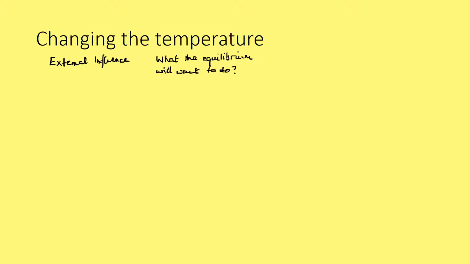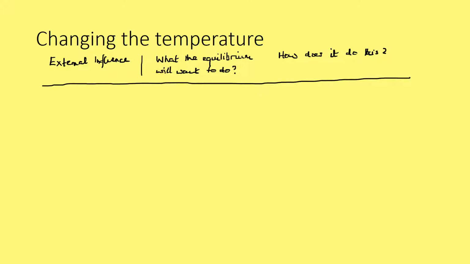What will it want to do? Let's ask ourselves that. And then lastly, let's consider how does it do that, it being the position of equilibrium. Okay, so if that's our three columns, let's consider first of all increasing the temperature.